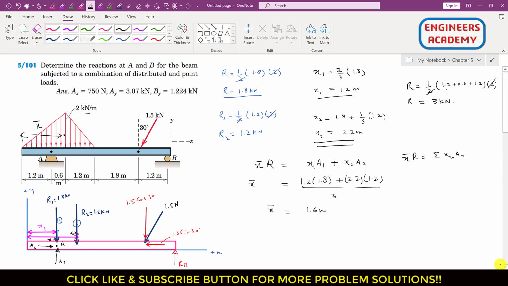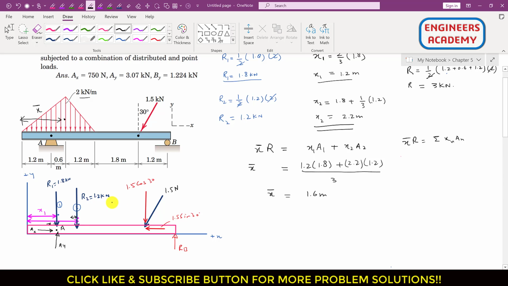Right. So now we can modify this free body diagram, right? This means that the resultant R, which is 3 kilonewton, is located at a distance of 1.6 meters from that end A. From this end, right? So let me replace that. Let me remove all these. So this means that the total resultant is acting somewhere here, and this distance is 1.6 meters, right?